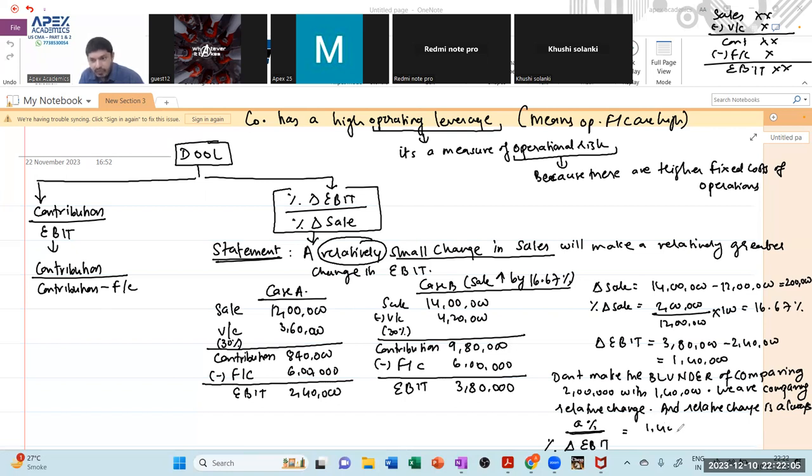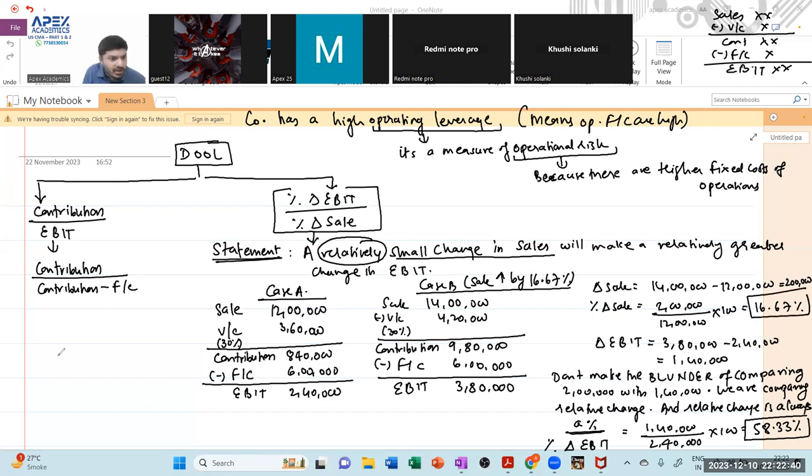Notice it will be 1 lakh 40,000 divided by 2 lakhs multiplied by 100. Sorry, 140 divided by 240. Why? Because this was originally 240. So 140 divided by 240 percentage. What is your answer? 58.33%. Now compare 58% with 16%.